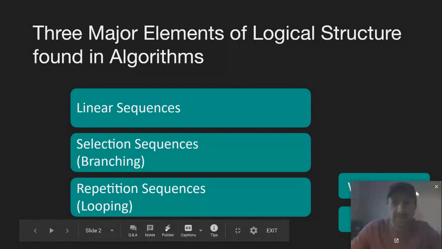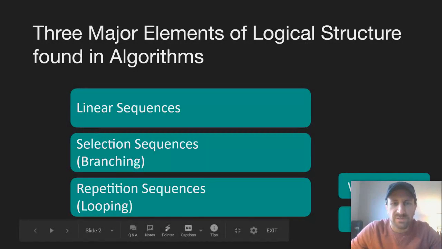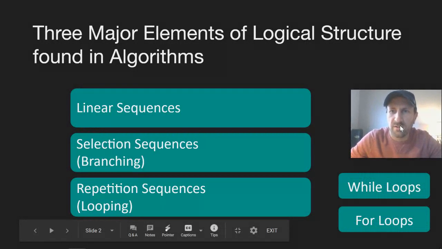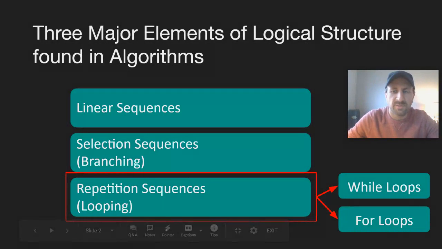So we are continuing to learn about the three main logical structures that we can find in algorithms and write into our code. We've gone through linear sequences, selection sequences, and then repetition sequences. So we've covered them all, but you'll notice that there are two types of repetition sequences that we can have. Last unit, we looked at while loops. And in this unit, we're going to add the other type, which is for loops.